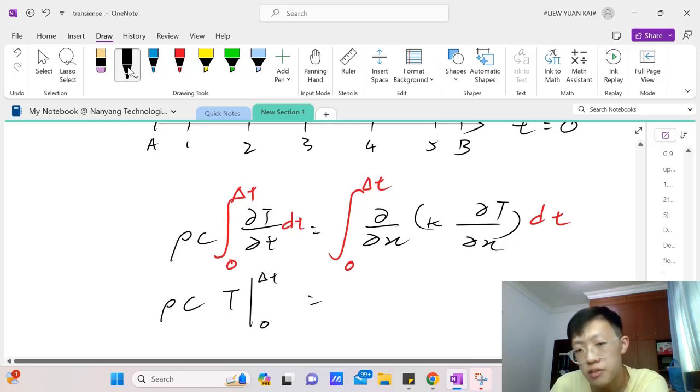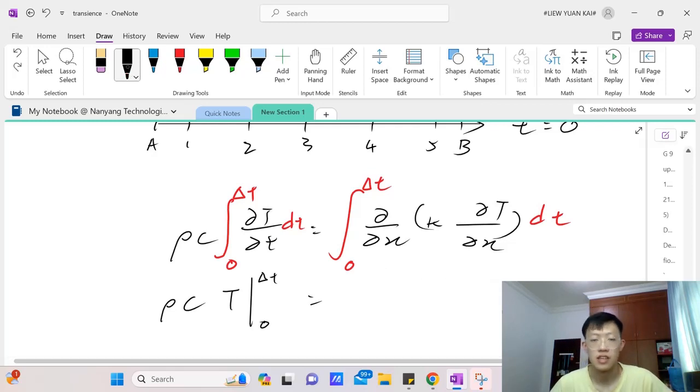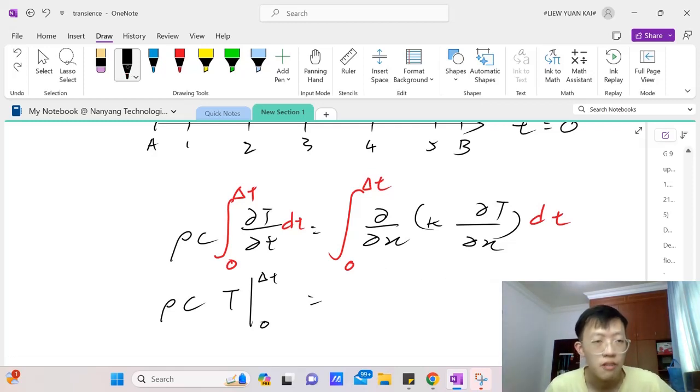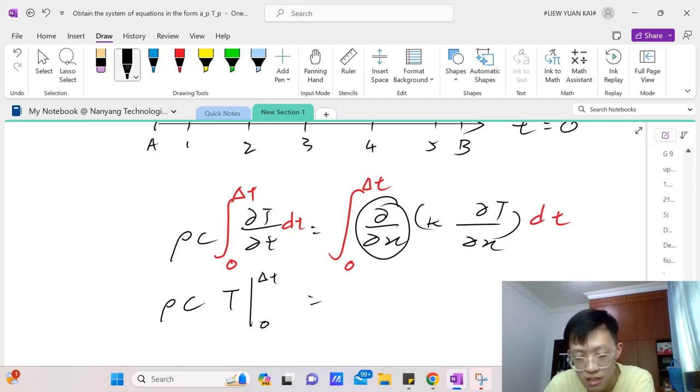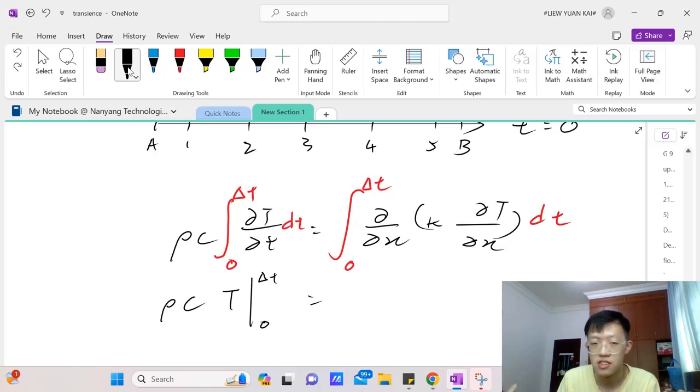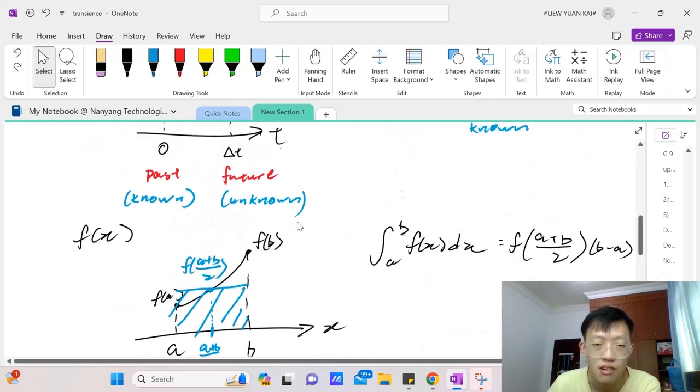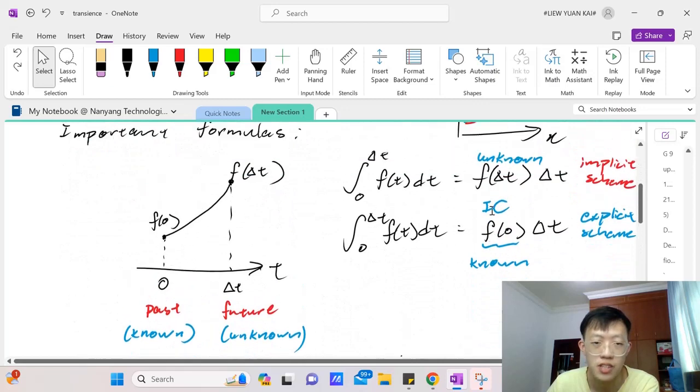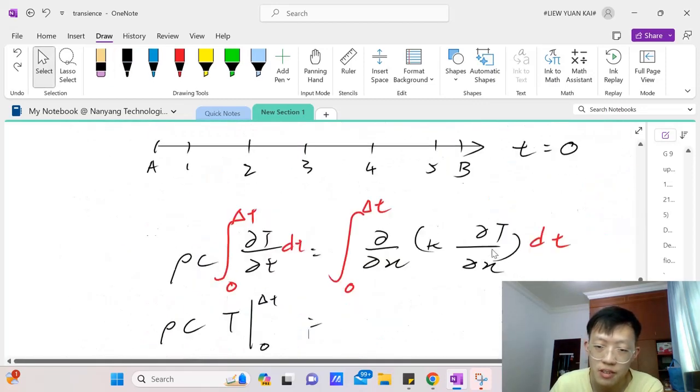Now how do we deal with the right hand side? There's nothing to help us. Do you see any d/dt on the right hand side? No, right? It's a conduction term. This is with respect to x, so there's no delta t. We cannot do this clean trick where the integral cancels with the derivative. So this is where you use one of these three formulas.